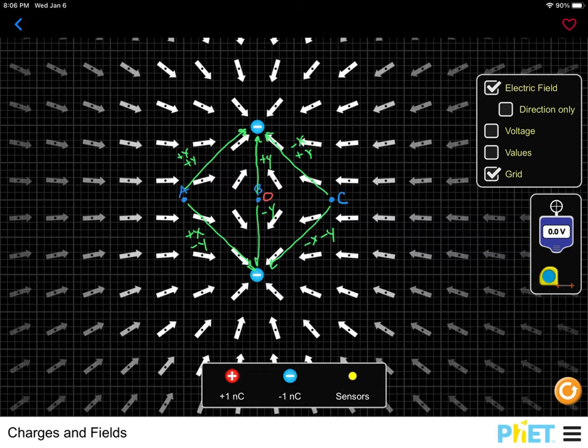But when we look at the two sides, if we look at point A, we have positive x, positive y, and then positive x, negative y. So the y components cancel each other out, and now our field line points to the right here. And on the other side at point C, we have negative x, positive y, negative x, negative y. So the y components once again cancel each other out, and our field line points to the left. So very similar to positive charges, but the field lines end up pointing in opposite directions.